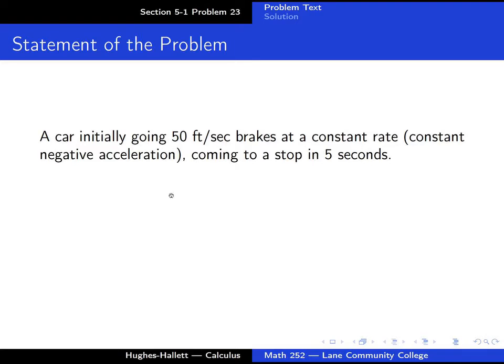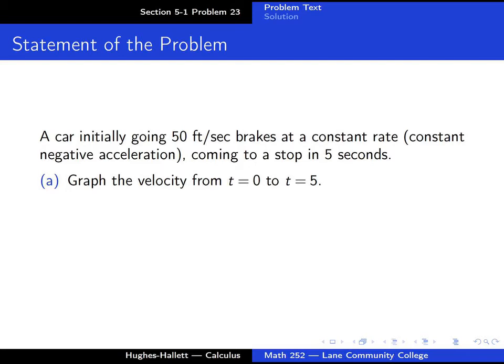Welcome to Math 252. I'm talking about problem number 23 from section 5.1 of the Hughes-Hallett text, where we've got a car that's going 50 feet per second and it's braking at a constant rate. 5 seconds after it starts slowing down, it comes to a stop.